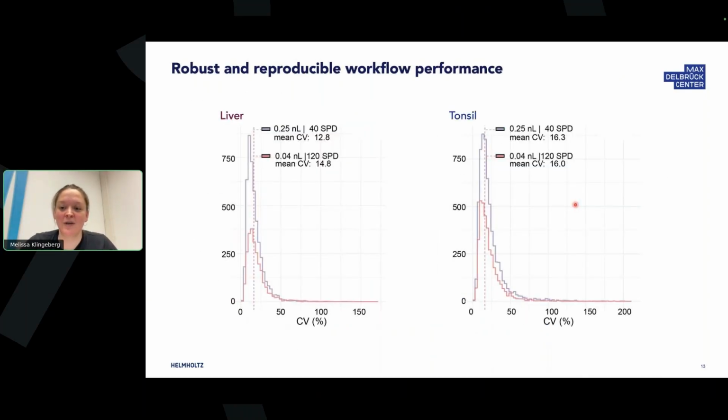And protein IDs is obviously not everything. So even looking at the CVs here, we can see that they are below 20%. We have mean CVs from like 12% to approximately 16%. The CVs are a little bit higher in the tonsil, and we think that this also reflects some of the biology. The T cells are a bit more heterogeneous than the hepatocytes in the liver.